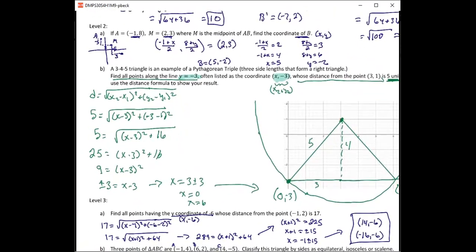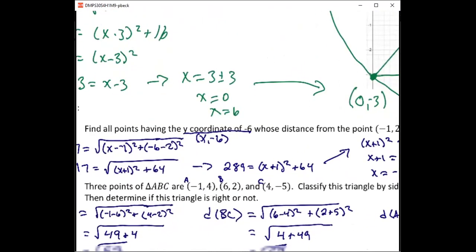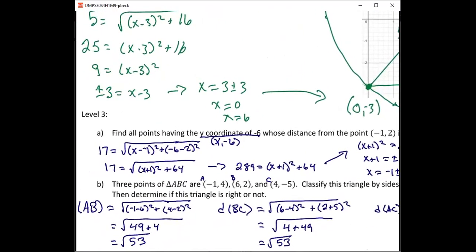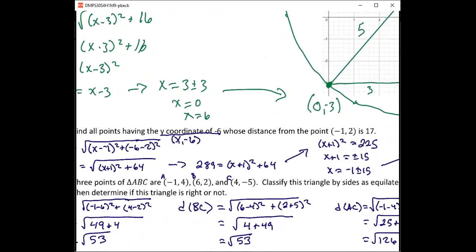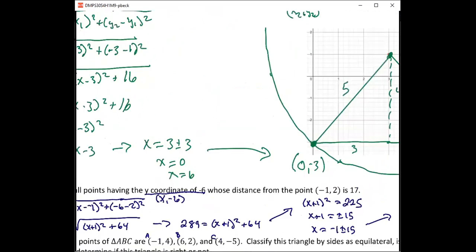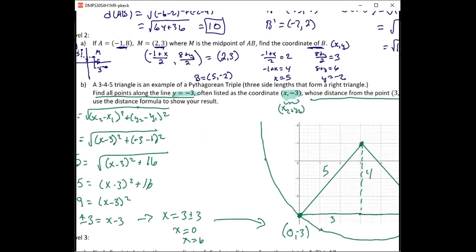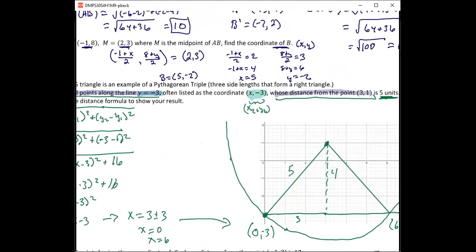On this second problem, I want to look at the overall question. We can see that question a little bit better for 3A, where it says find all points having this certain y coordinate whose distance from a set point is one number. So that's really what this problem is asking. I want to find all points along the line, let me highlight this, whose distance from the point (3, 1) is 5 units. So I want to know all points along this line whose distance from this point is 5 units away. So that distance is 5 and this distance is 5.